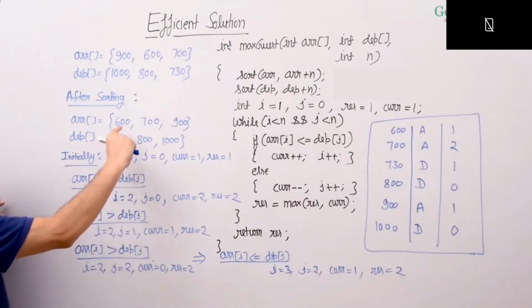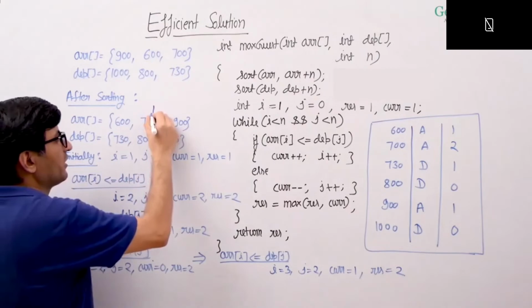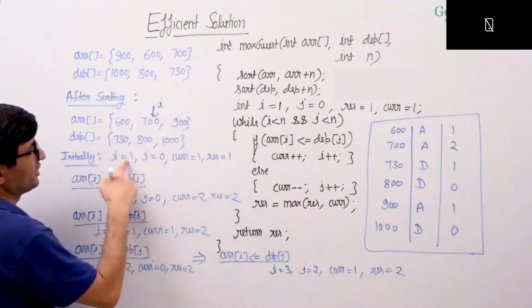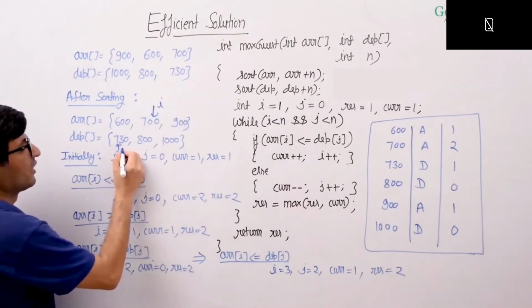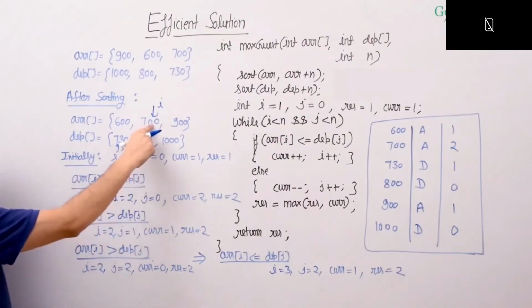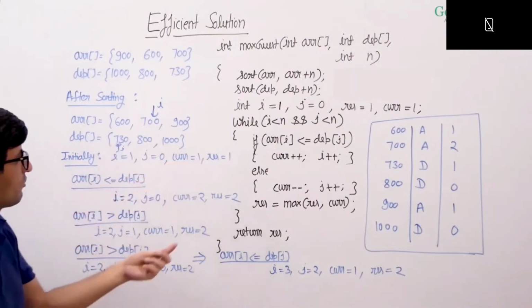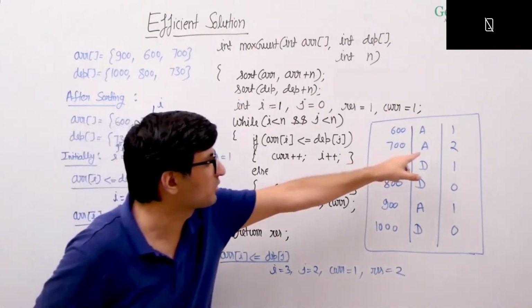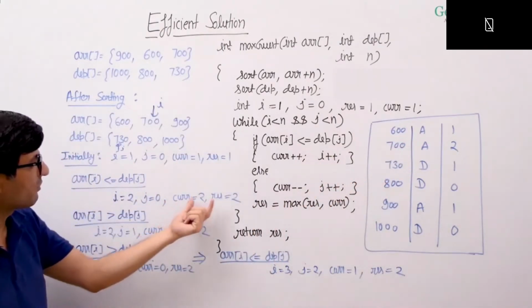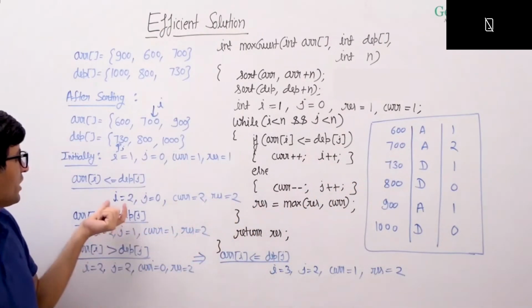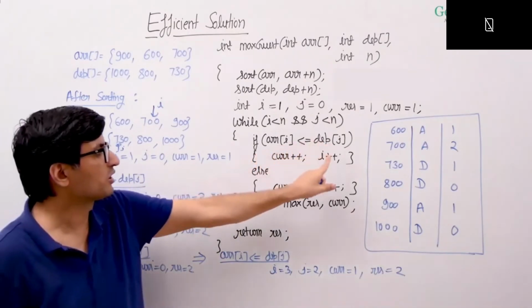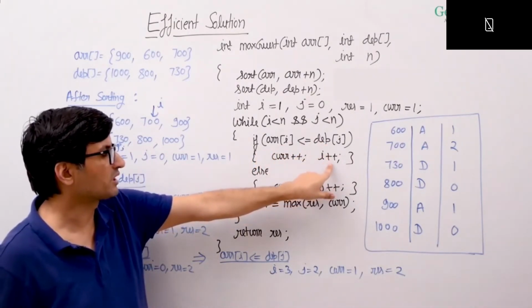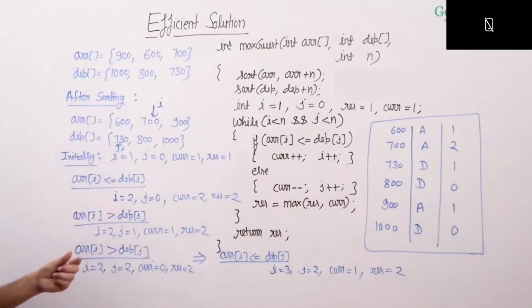Now we'll compare, our i is currently here, right? And j is here. We have initialized i as 1 and j as 0. Now I'll compare these two. 7 is smaller, so arr[i] is smaller. We now have 2 guests. At this point, we have 2 guests, and we update the result also as 2. And we increment i because arr[i] is smaller than dep[j], so i becomes 2 now.